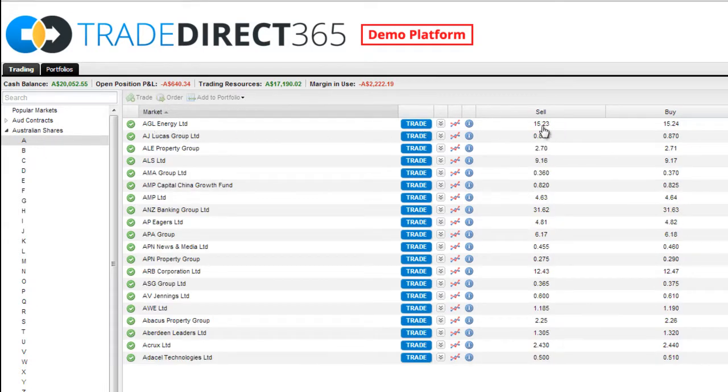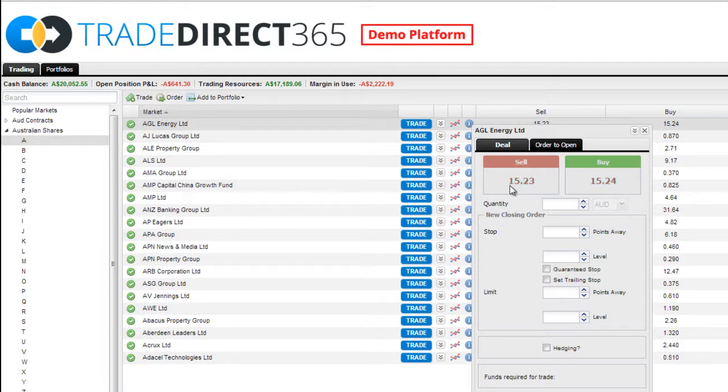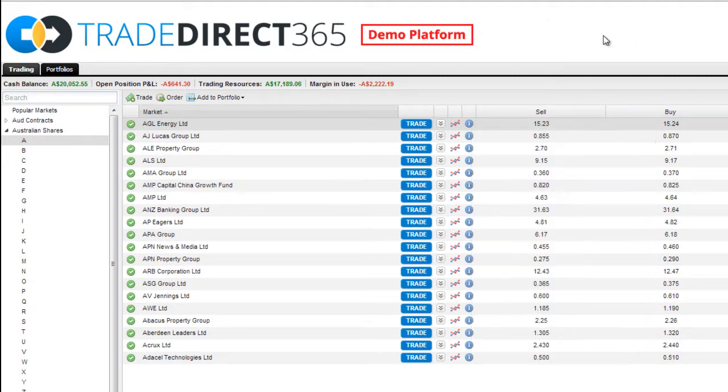What we can see at the moment is the buy and sell. 15.23 is the sell price, 15.24 is the buy price. If we just quickly click on the trade button, we'll be able to see that buy and sell price. So it's very easy just putting in the quantity and hitting buy or sell to put on a trade here with that particular stock. We have just under 600 stocks that are tradable, and all of those are tradable both on the long and the short side of the market. So it does give traders a wide variety of ASX CFDs to trade.